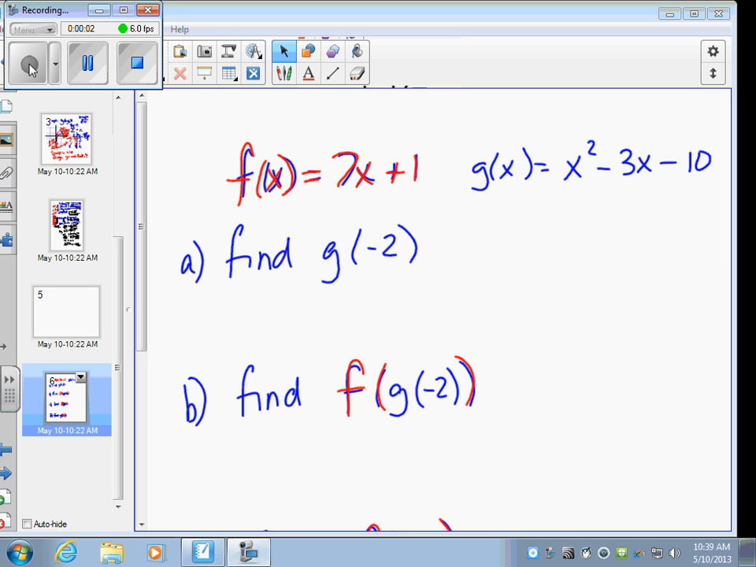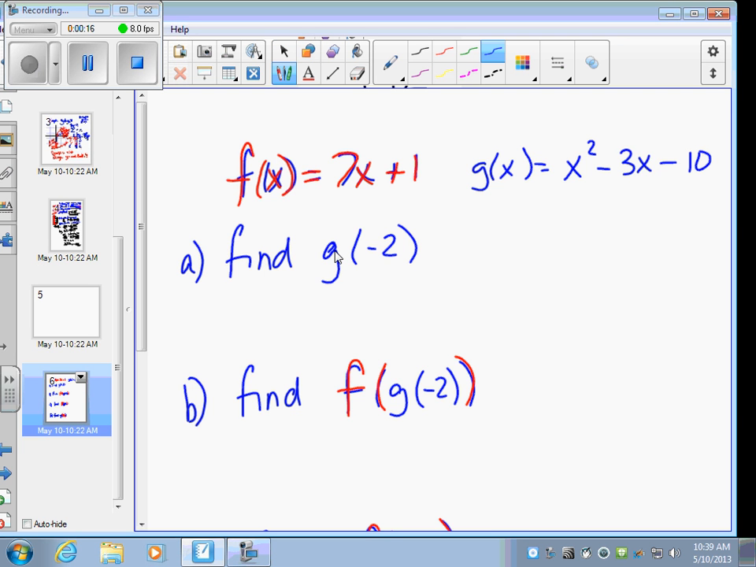This video is designed to help you build the skill in dealing with functions and composite functions. So the first thing we're going to do is back up a little bit and just talk about functions. When I am asking you here to find g of -2, all I'm asking you to do is plug in -2 for x and to look for the g function.